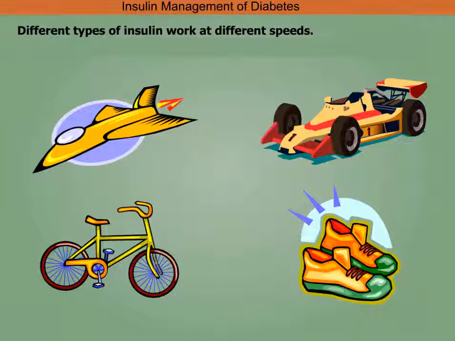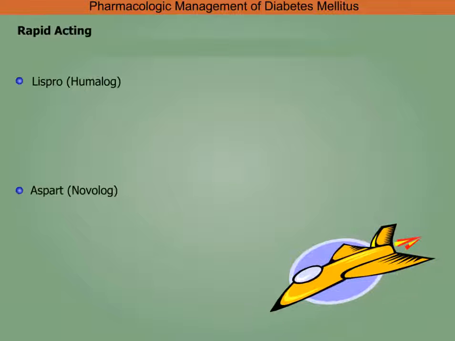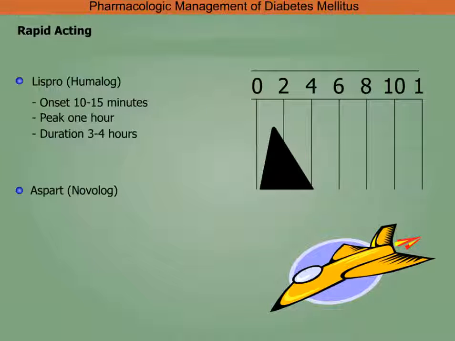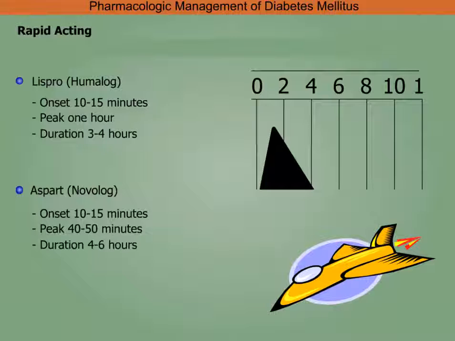Different types of insulin work at different speeds. Rapid acting. Lispro, onset in 10 to 15 minutes, peak in 1 hour, with a duration of 3 to 4 hours. Aspart, onset in 10 to 15 minutes, peak in 40 to 50 minutes, with a duration of 4 to 6 hours.